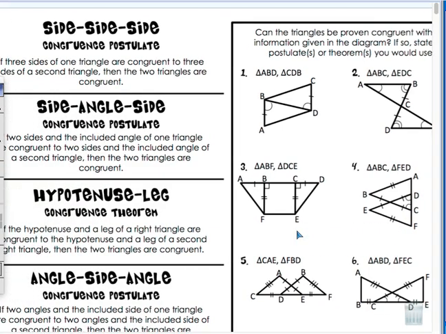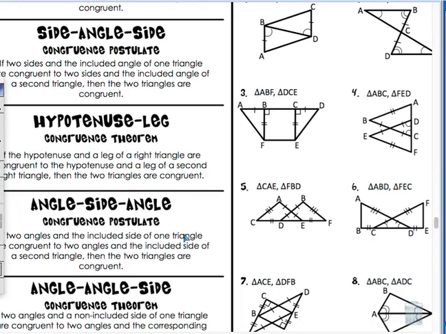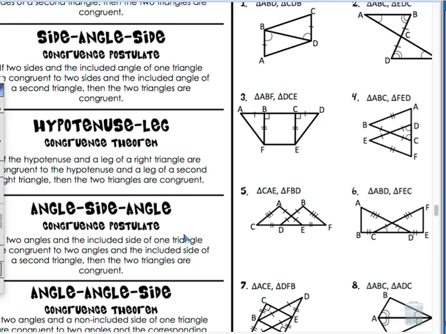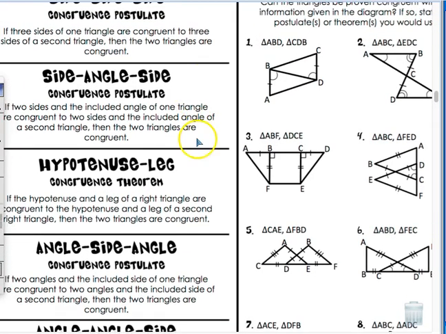I like this foldable because you can cut it, and it has all of these definitions here, because we're learning 3 of these today: side, side, side, side, angle, side, hypotenuse, leg. In the next lesson, we're going to add angle, side, angle, and angle, angle, side, but that's in Geometry 12 too. So I like this because it gives these definitions, and it also gives some practice problems.